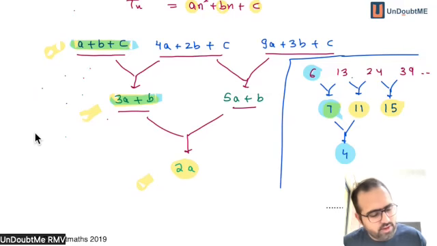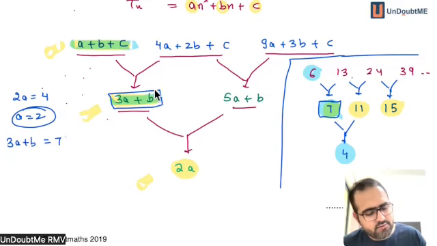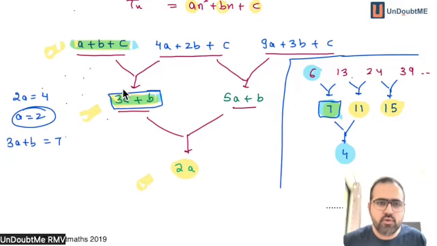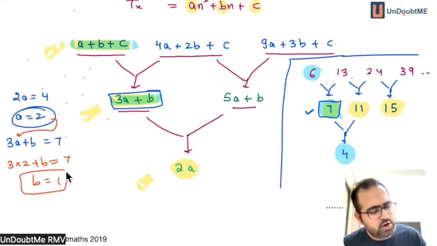So 4 is equal to 2a. 2a is equal to 4. I'm solving at the left hand side. That will give me the value of a as 2. Then I'll write 3a plus b is equal to 7. I'm just comparing: 3a plus b, the first term of the first difference, is equal to the first term of the first difference of the real sequence, that is 7. I can substitute the value of a from above, that is 2. So 3 times 2 plus b is 7, so b is 1. I got b.